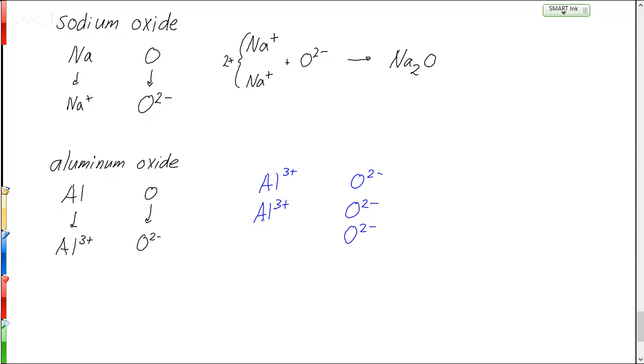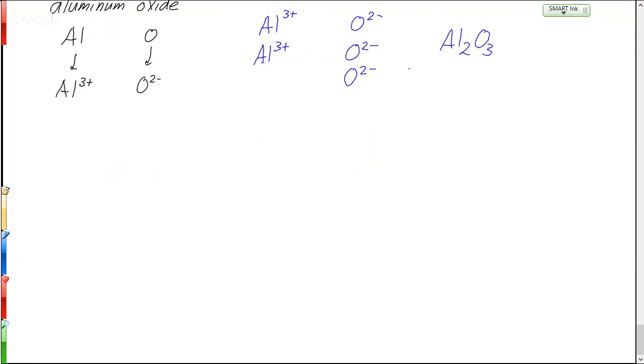So the way we would write that formula then is Al2O3, to show that we need 2 aluminums and 3 oxygens. And for us, it's not going to get much weirder than that. We'll do some of these 3s and 2s, but we won't really get into like 4s and 5s and whatever else. So, okay, let's take it there.